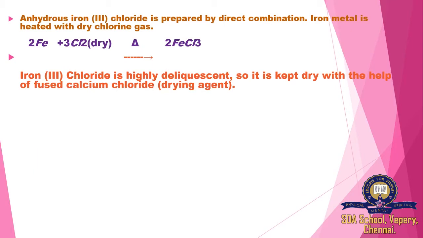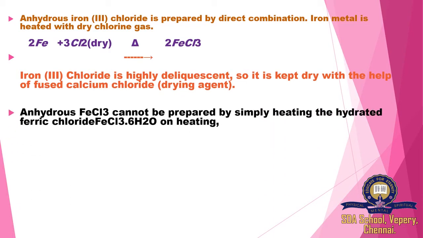Anhydrous iron(III) chloride is prepared by direct combination. Why direct combination? When chlorine is in direct contact with iron, it reacts to give iron(III) chloride. Iron metal is heated with dry chlorine gas. Here the reaction is: when iron reacts with dry chlorine, it gives ferric chloride.